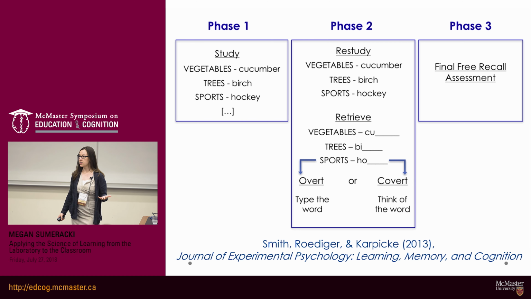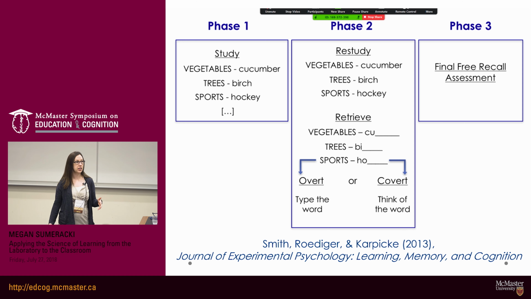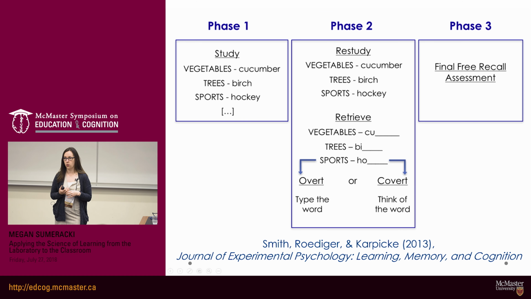This is basic lab stuff, so we're using really basic materials, stuff that probably isn't being taught in the real classroom, unless maybe we're in kindergarten and we're learning about categories, which is fine, but this study was done with college students. So in the first phase, the students are studying categories and then items within those categories. So they might see vegetables, cucumber, trees, birch, sports, hockey, and on and on and on.